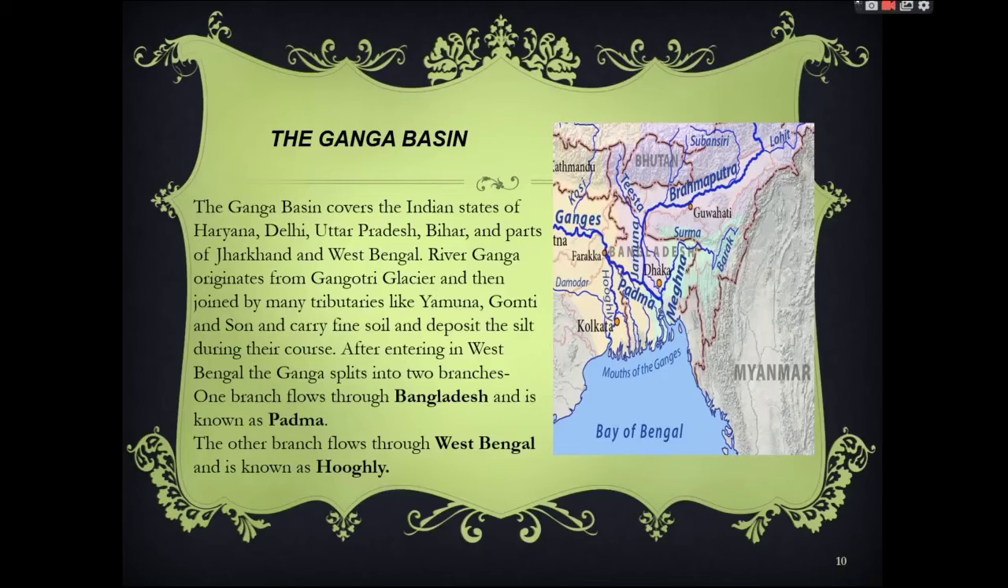After entering West Bengal, the Ganga splits into two branches. One branch flows through Bangladesh and is known as Padma. The other branch flows through West Bengal and is known as Hooghly. Here in the picture we can see the Ganga river basin.